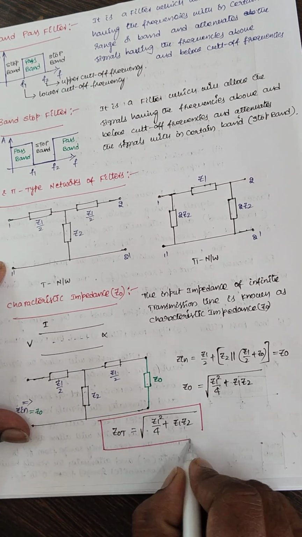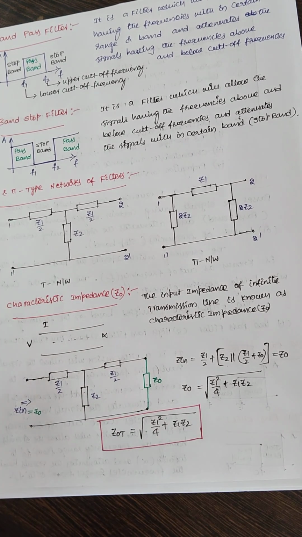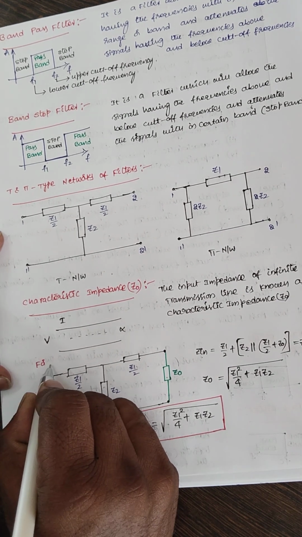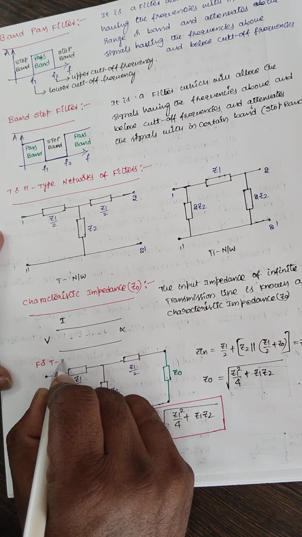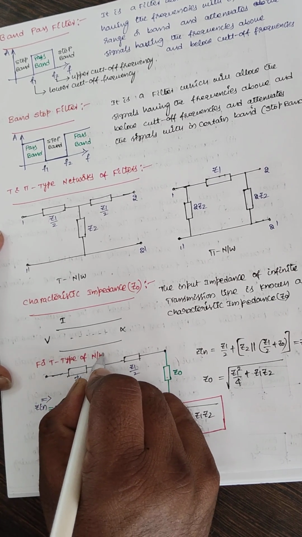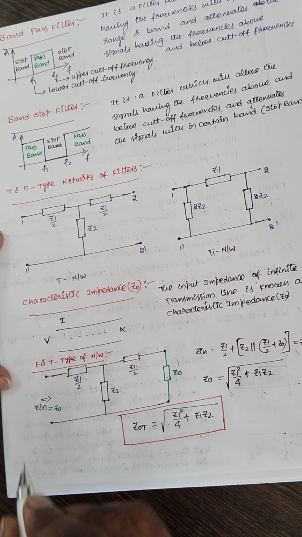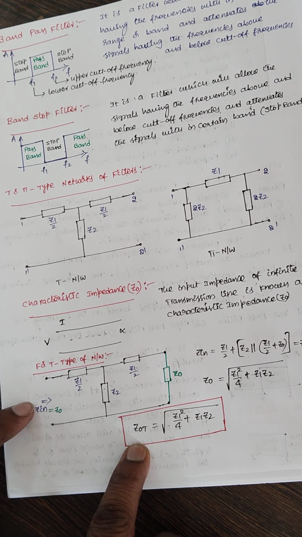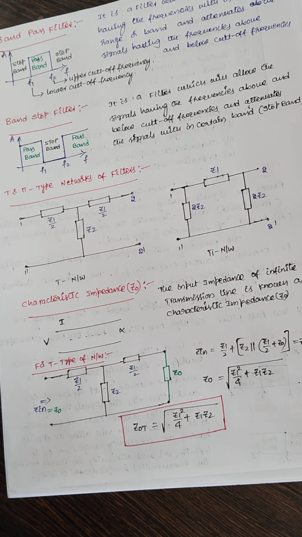So this is an important expression, right? It is for a T type of network. For T type of networks, this characteristic impedance is equal to square root of Z1 squared by 4 plus Z1 Z2.